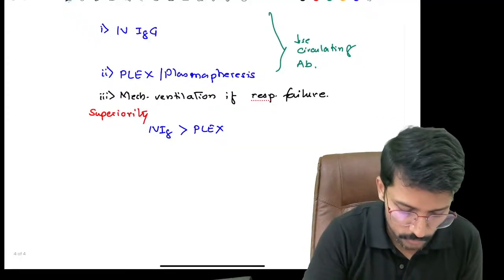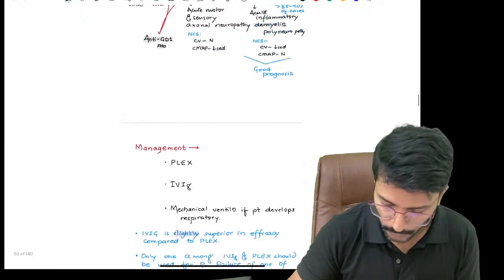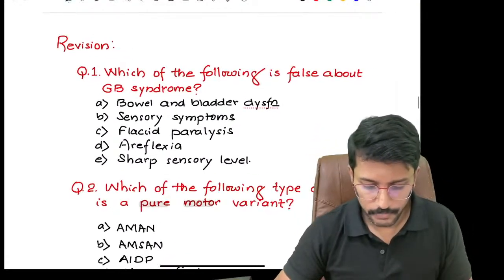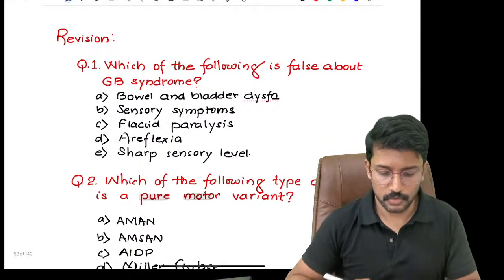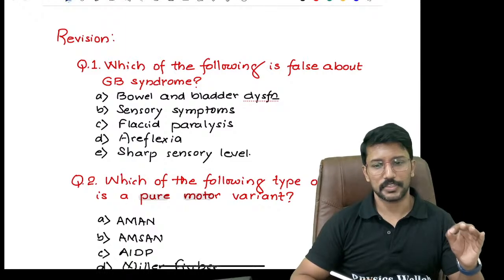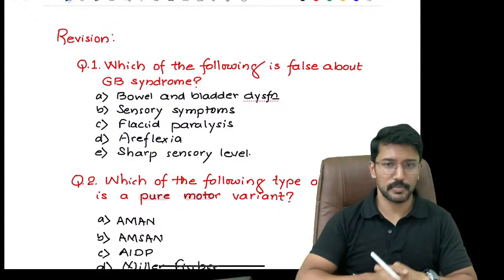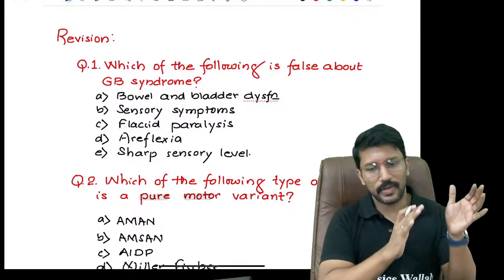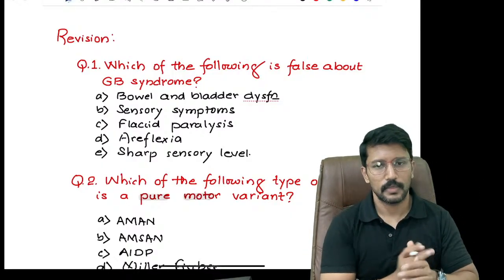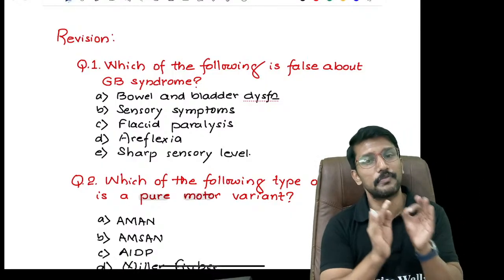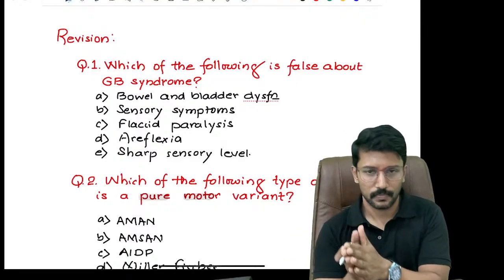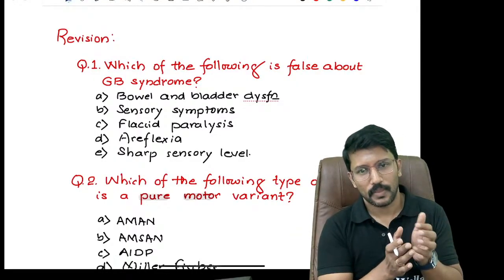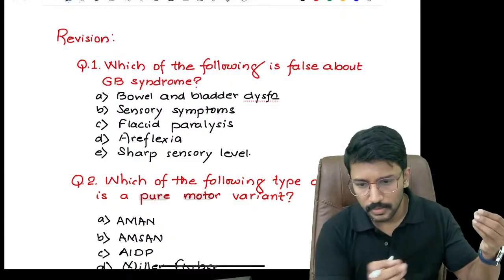One or two MCQs before we wind up. Okay, so here is the first question. Let us see if we can answer it. Which of the following is false about GB syndrome? Bowel and bladder dysfunction. Does it occur or not in a patient with GB syndrome? Bowel and bladder dysfunction. GB syndrome is a disorder of peripheral nervous system, right? And your bowel is okay.